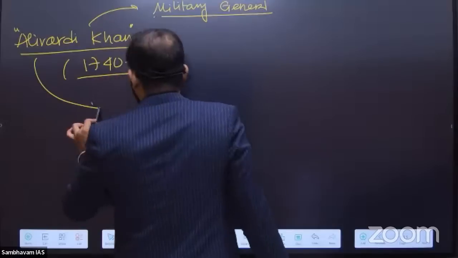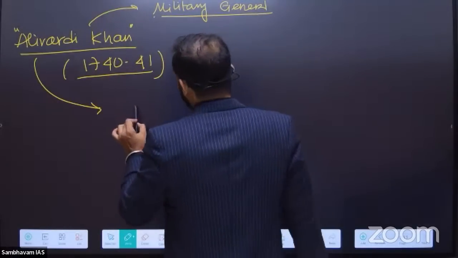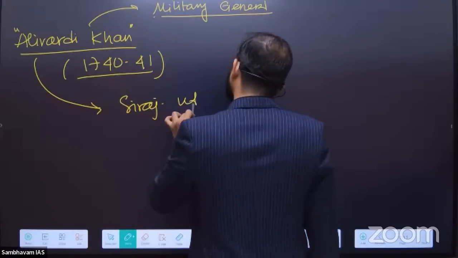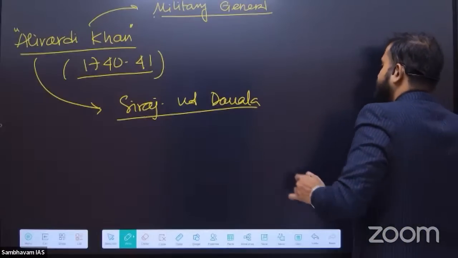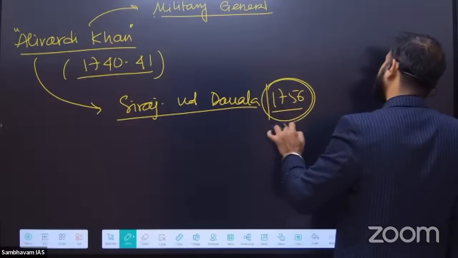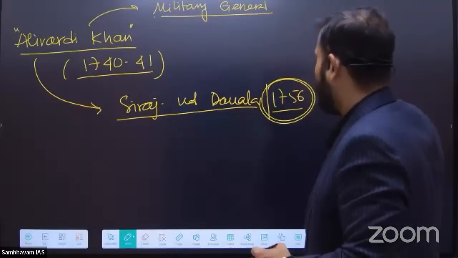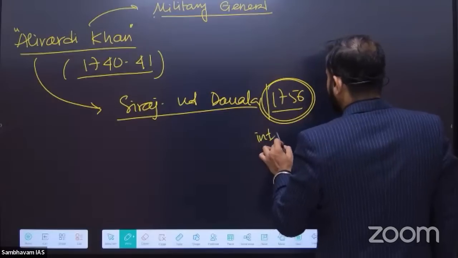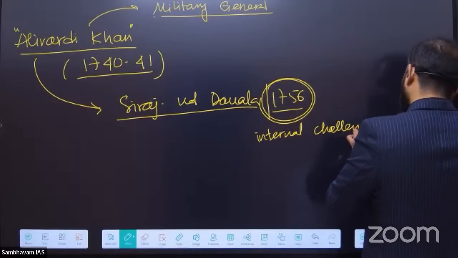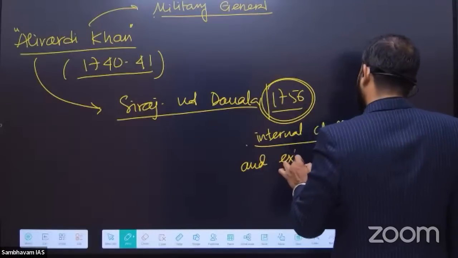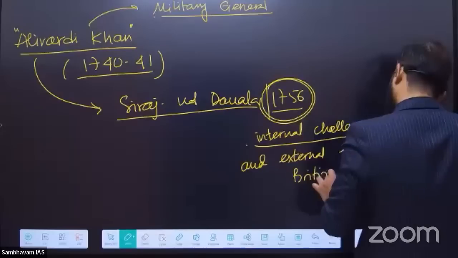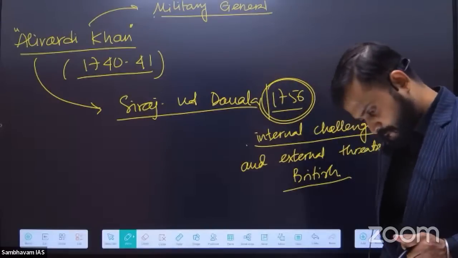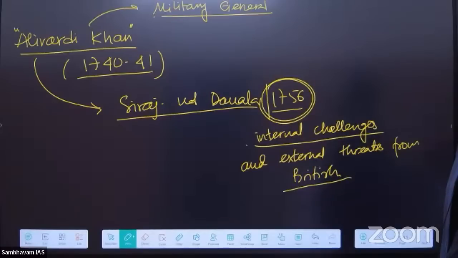Next point. Ali Vardi Khan was succeeded by his grandson, Siraj ud Daula, in 1756, who had both internal challenges and external threats from the British.